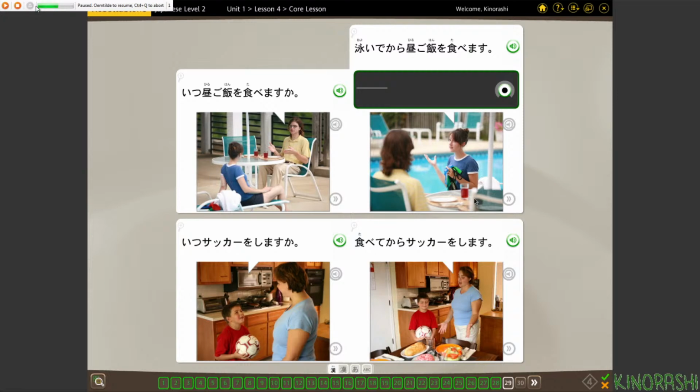Kara to give reason. That's how we're used to using it. Okay. So basically, it's being used to tell when the lunch will start. So, itsu hiru gohan wo tabemasu ka? Oyoi de kara hiru gohan wo tabemasu. And then going back to the exact translation. Lunch after swimming.